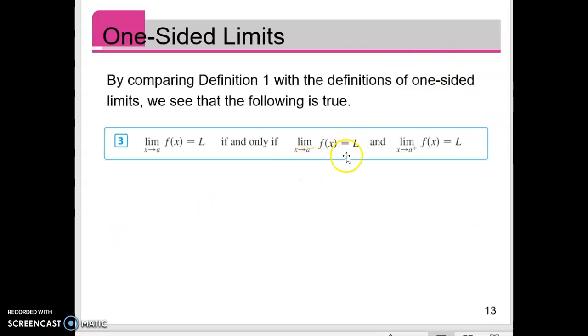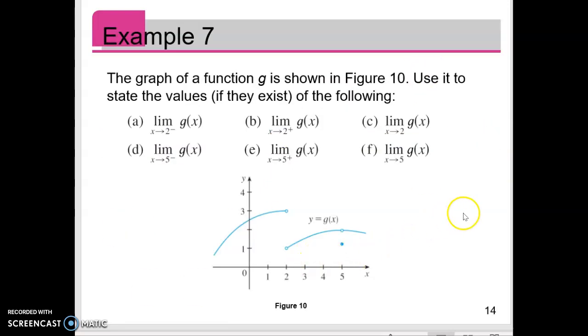Okay, so here's the notation and the definition. The limit is L if and only if the left-handed limit and the right-handed limit are both the same. Okay, so you can pause this video, see if you can figure out these limits. I'll go through them. This function is g, piecewise defined. The limit as x approaches 2 from the left would be down here at 1.